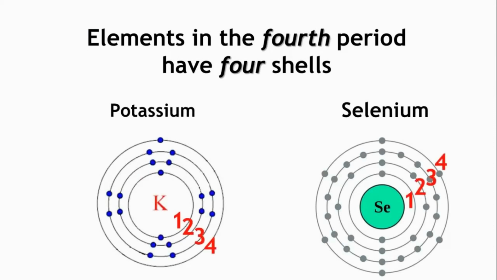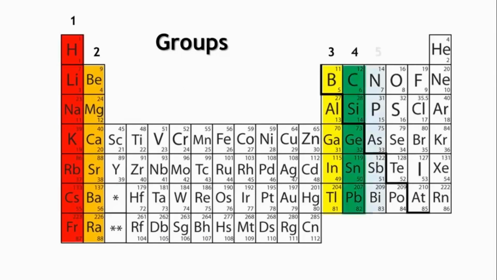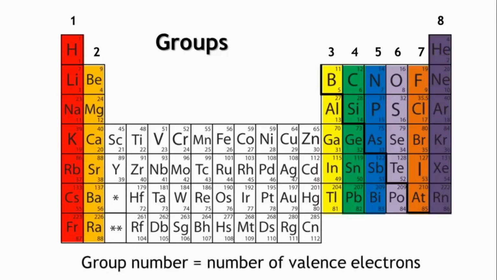The columns going down from top to bottom are the groups. There are in total 18 groups in the modern periodic table. Elements in the same group have the same number of electrons in the outermost shell, known as the valence electrons. These valence electrons are the ones which take part in chemical reactions and are the reason behind the reactivity of any element. And this is why the elements in the same group have very similar properties to each other. The group number can tell us how many valence electrons are in an atom.